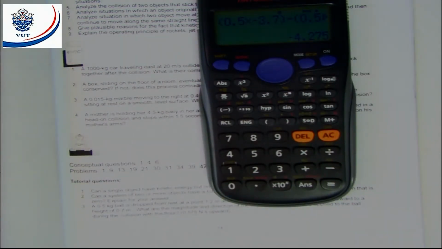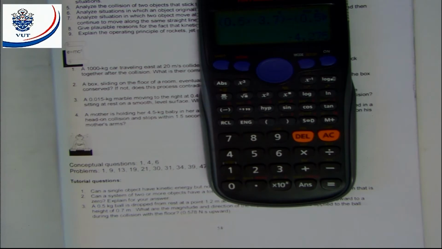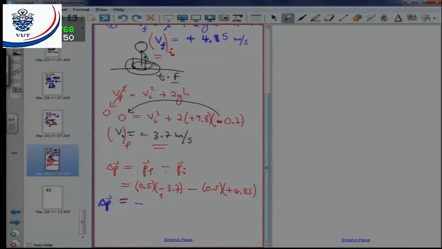So we get the impulse equals negative 4.275 Newton seconds. So what does this mean? Remember that positive was down, so because we have a negative, it means up. So the final answer would be 4.275 Newton seconds upwards.